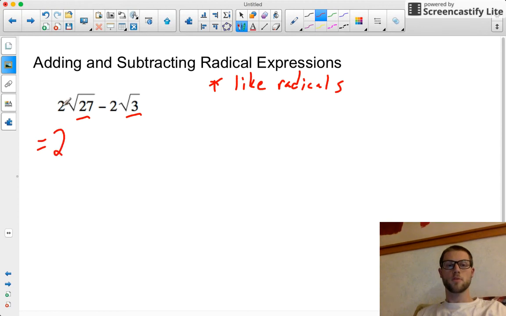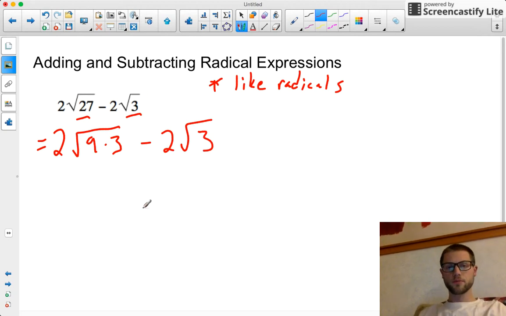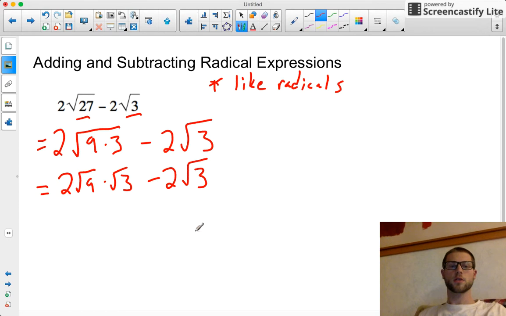I'm going to keep the 2 on the outside, and I can rewrite the square root of 27 as the square root of 9 times 3. And we're going to keep everything the same over here. And now I can split up my root 9 and my root 3. The 2 root 3 stays the same.